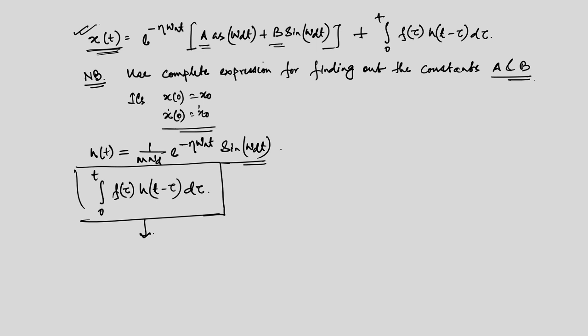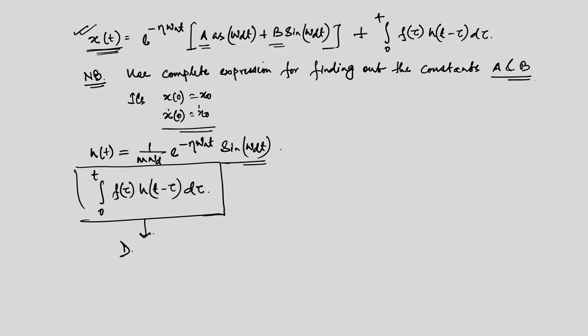Today the most important thing is that we have derived the initial response, then we extended that to find the impulse response function, and then using that impulse response function we derived the expression for the response when we have an arbitrary forcing function. This integral is very important: Duhamel's integral.